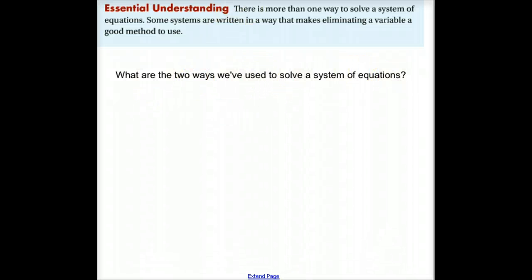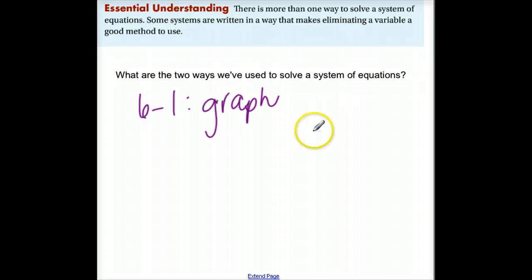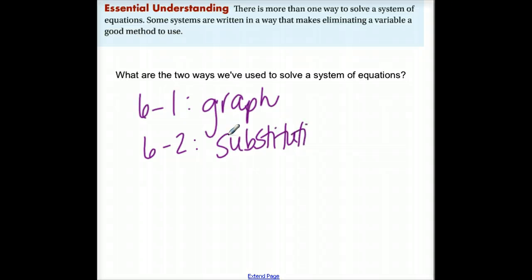Well, in Lesson 6-1, we learned that if you just graph the two equations of a system and find the point of intersection, you can find the solution. In Lesson 6-2, we learned a method called substitution, where you solved an equation for a variable and substituted that value into the other equation to find your XY solution.